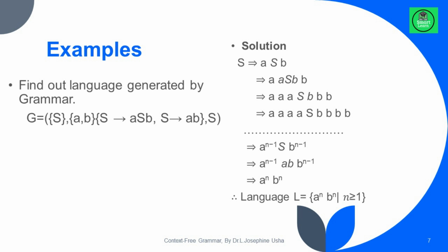After applying the production repeatedly, first you apply the production aSb, then instead of S you apply either this production or this production. So you can derive as many a's as b's, that is, n number of a's followed by n number of b's. So you can write the language L equal to a power n, b power n, where n is greater than or equal to 1. Okay, so this is the way we can generate the language, or otherwise you can write the set of strings derived from this grammar.